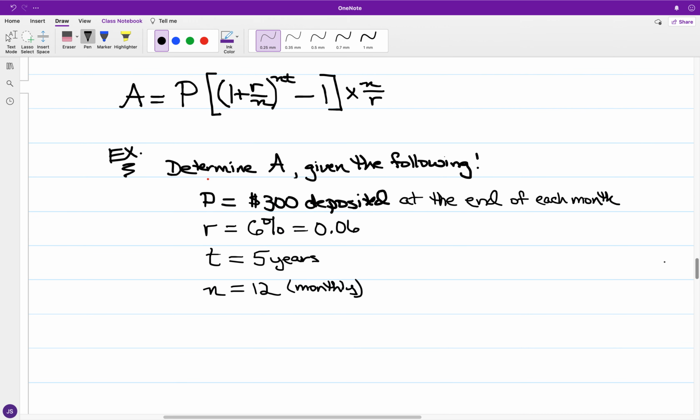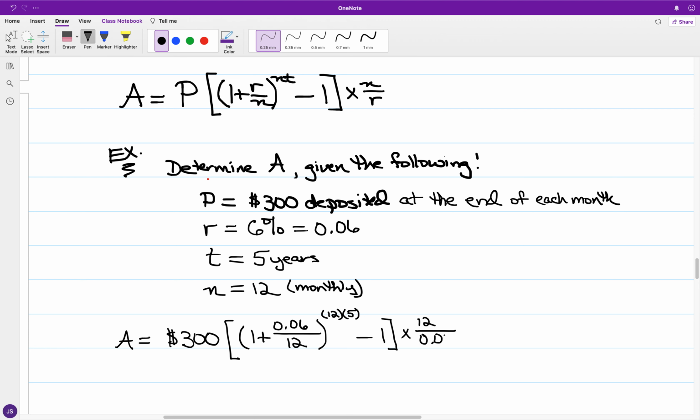Okay, and so putting in the known quantities, A is equal to P, $300, times the quantity 1 plus r over n. So r is 0.06, and n is 12. And for n times t, we're looking at 12 times a year for 5 years, minus 1, times n over r, so 12 over 0.06.